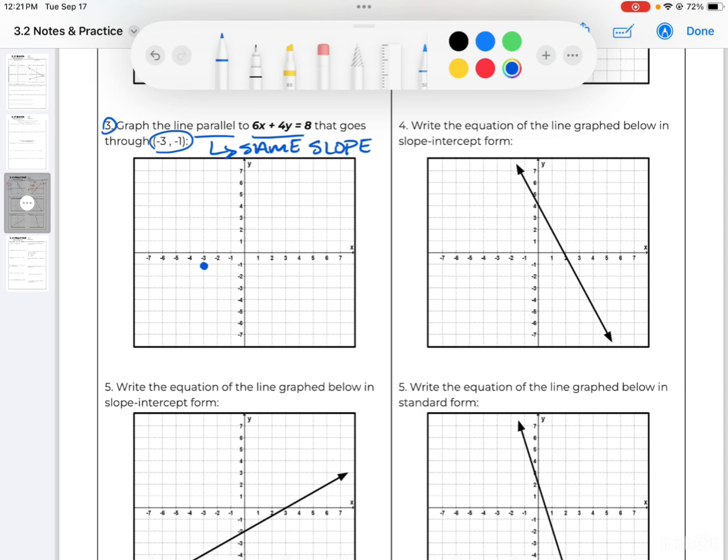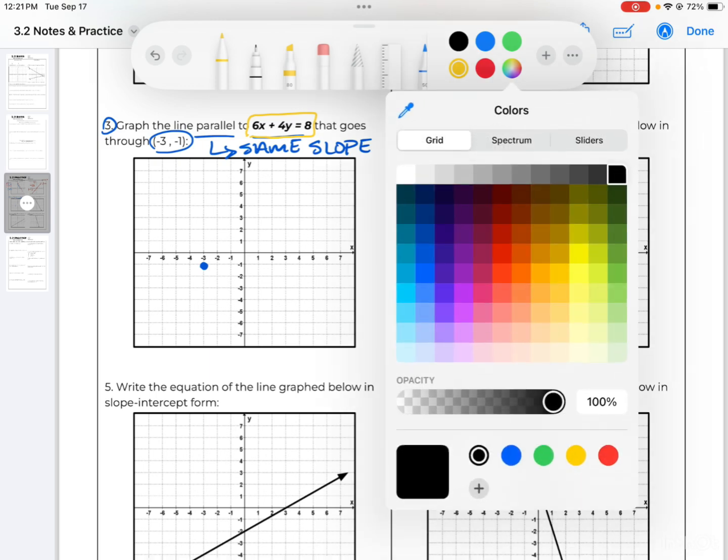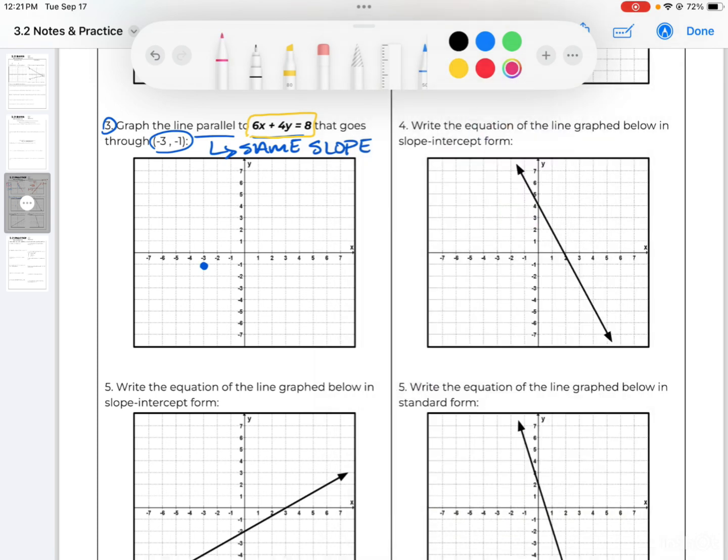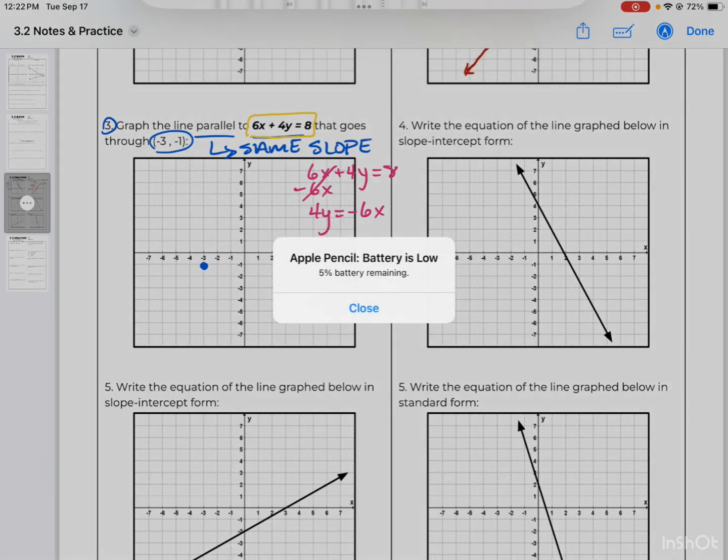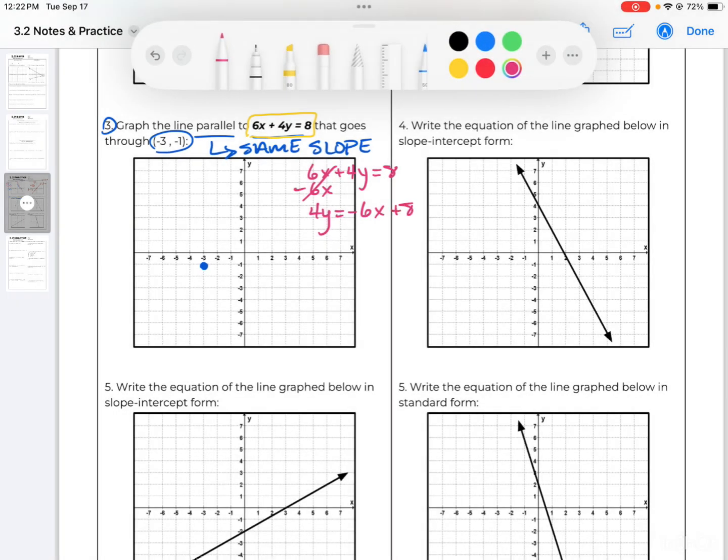So really the first thing I've got to do is take this equation that's currently in standard form, and manipulate it so that it can be in slope-intercept form, y equals mx plus b. So I'm going to take this 6x plus 4y equals 8, and the first thing I want to do is get the x on the opposite side of the equal sign from the y. So I'm going to subtract 6x from both sides, and that gives me 4y equals -6x plus 8.